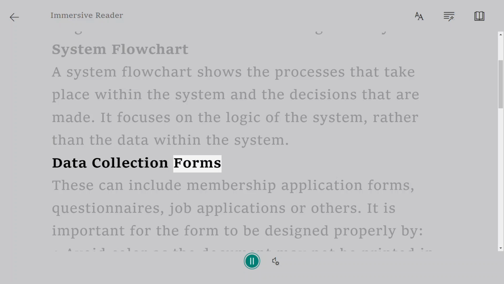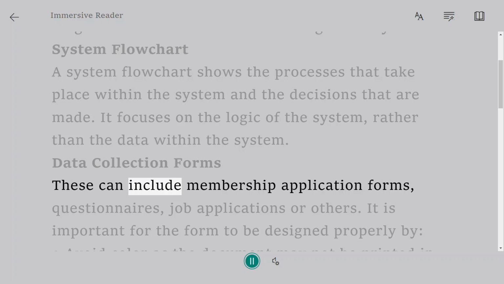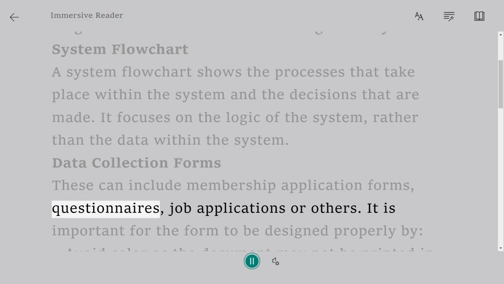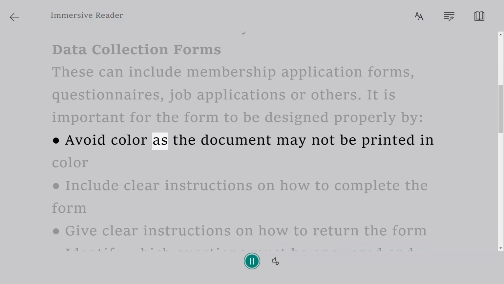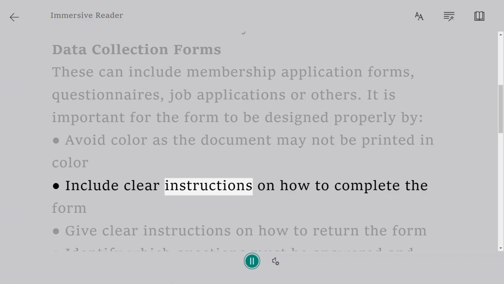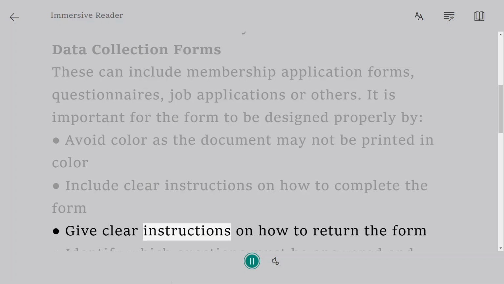Data collection forms. These can include membership application forms, questionnaires, job applications, or others. It is important for the form to be designed properly by avoiding color, as the document may not be printed in color, including clear instructions on how to complete the form, and giving clear instructions on how to return the form.